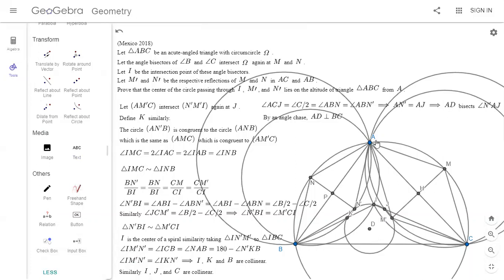If AJ is equal to AN', then A lies on the perpendicular bisector of JN', and D also lies on the perpendicular bisector of JN' because it's the center of the circle. So this is a kite, AN'DJ. So AD bisects that angle. That makes sense. We can talk about it more later. Got it, it's clear.